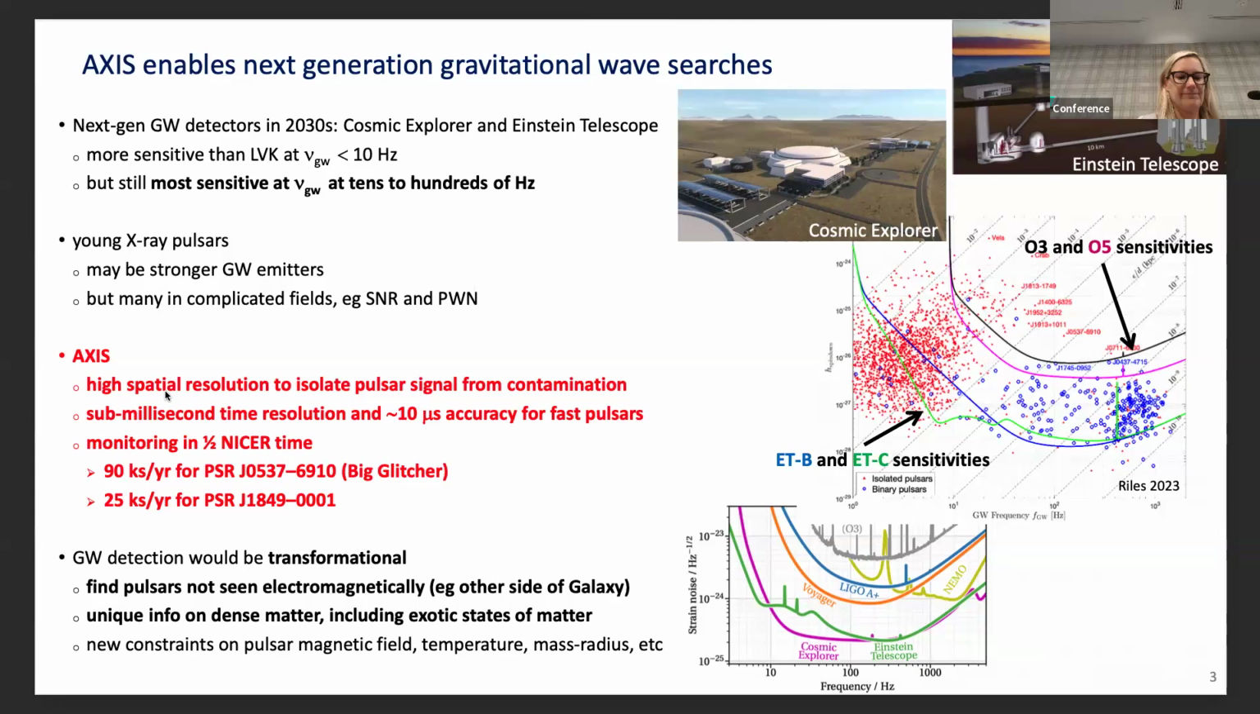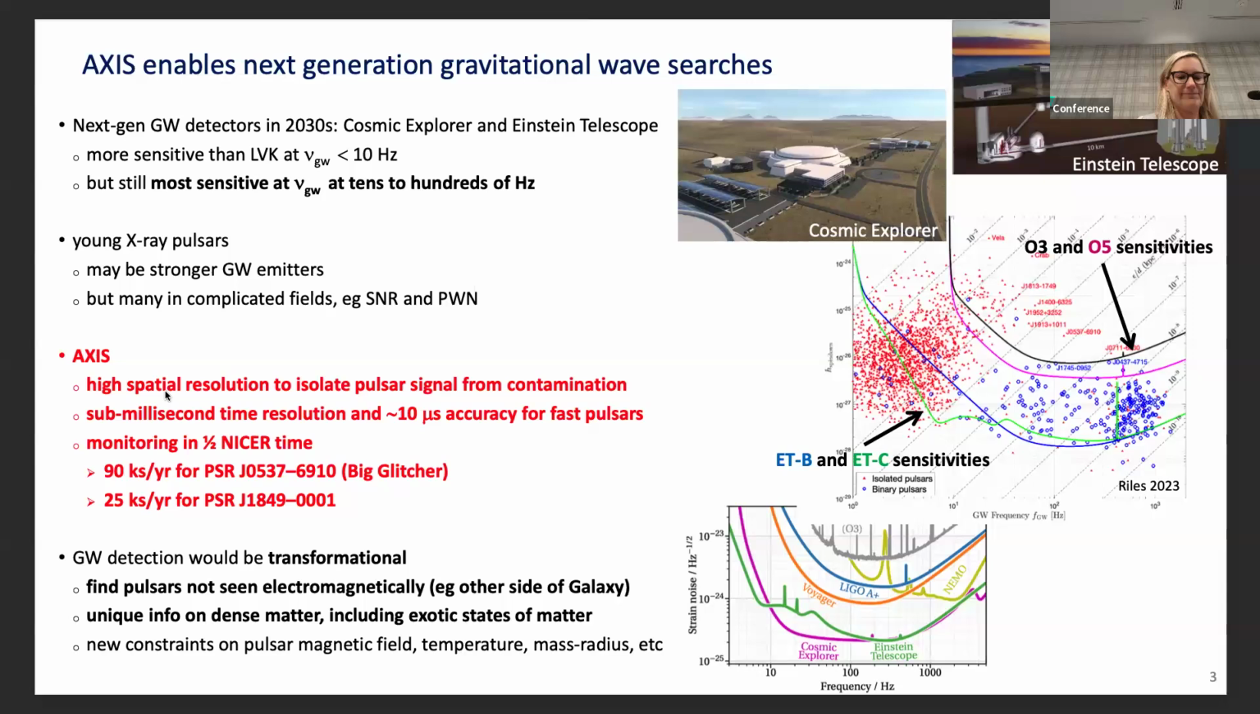But in lieu of that, the next generation of ground-based gravitational detectors being considered is Cosmic Explorer, mainly led by the US, and Einstein Telescope, mainly by the Europeans. What I show in the middle plot is, again, gravitational wave amplitude as a function of frequency. You can see the O3 run and O5 sensitivities, and then the sensitivities of Einstein Telescope in two different configurations. You can see the sensitivity is now much lower, so it is more sensitive.